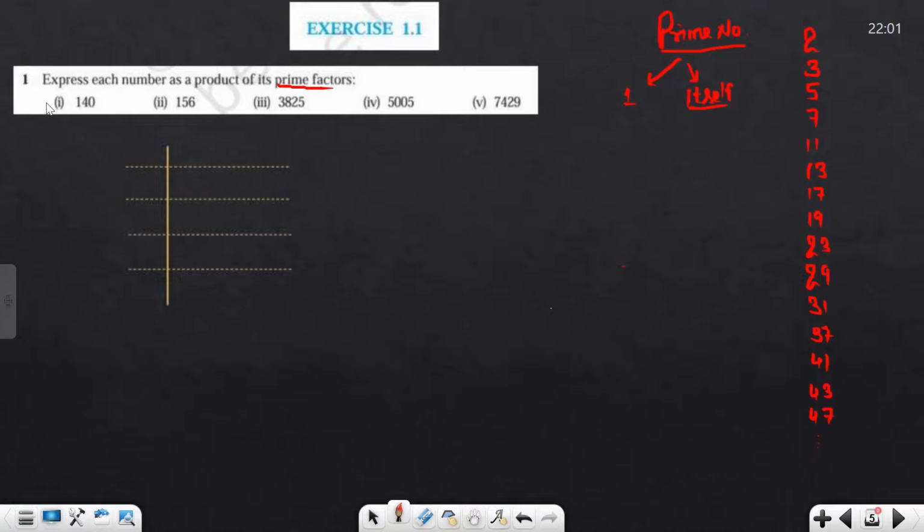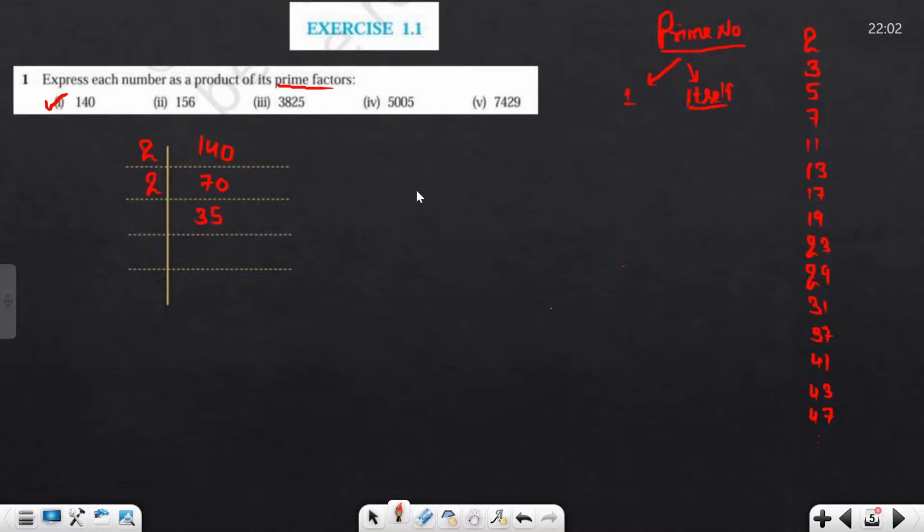So the first question is 140. We need to make its prime factors. How do we make prime factors? First of all, among prime numbers we check whether it is exactly divisible by 2 or not. If the unit digit is 0, it means the whole number is divisible by 2. What do we get? 70. 70 divided by 2, we get 35. But the unit digit 5 is not divisible by 2.